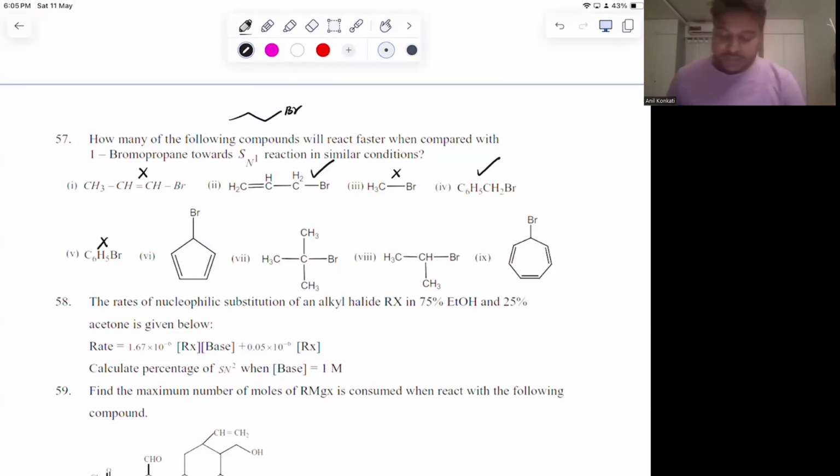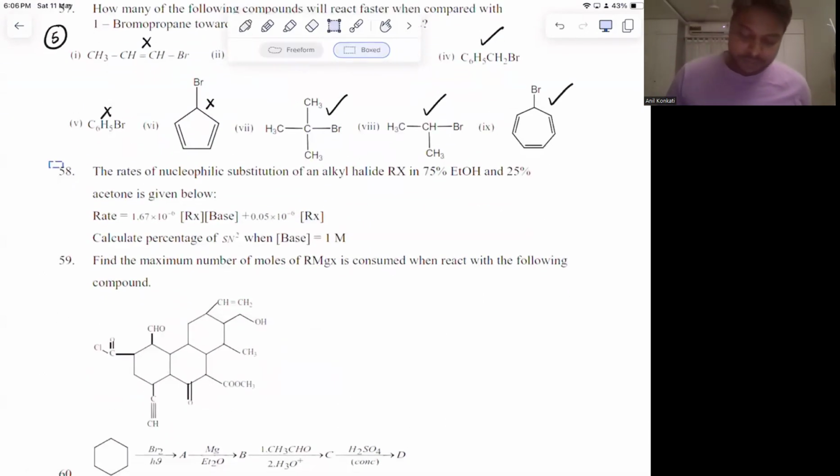Fifth one is phenyl. Sixth one is anti-aromatic. Seventh one is 3 degree. Eighth one is 2 degree. Ninth one is aromatic carbocation. So how many carbocations we are getting? 5 of them. So 5 carbocations which are more stable than primary. Next, 58.